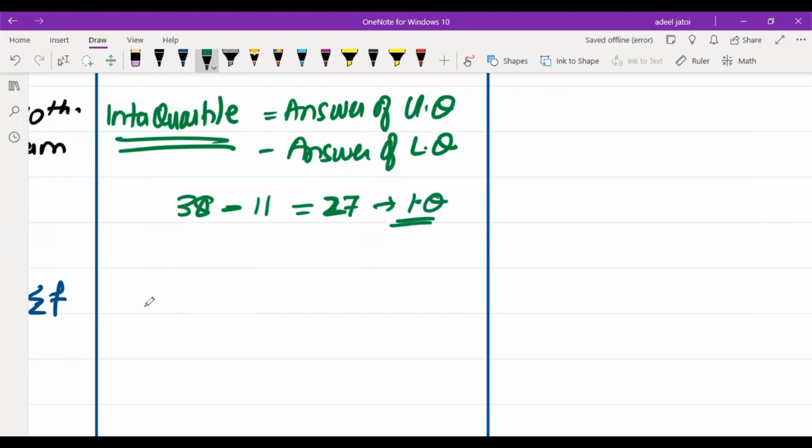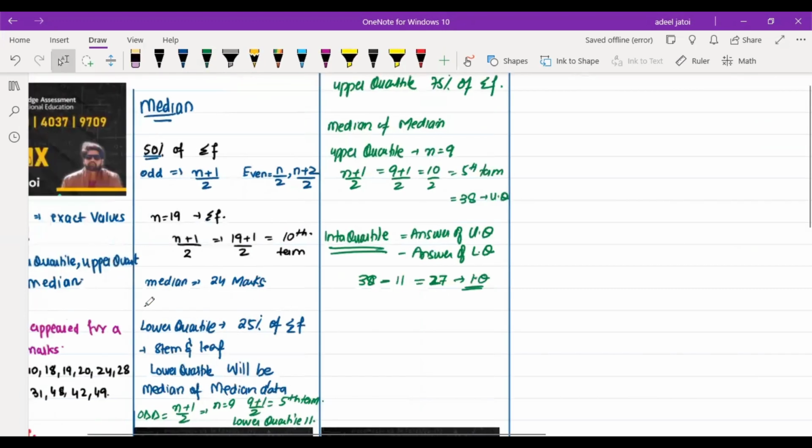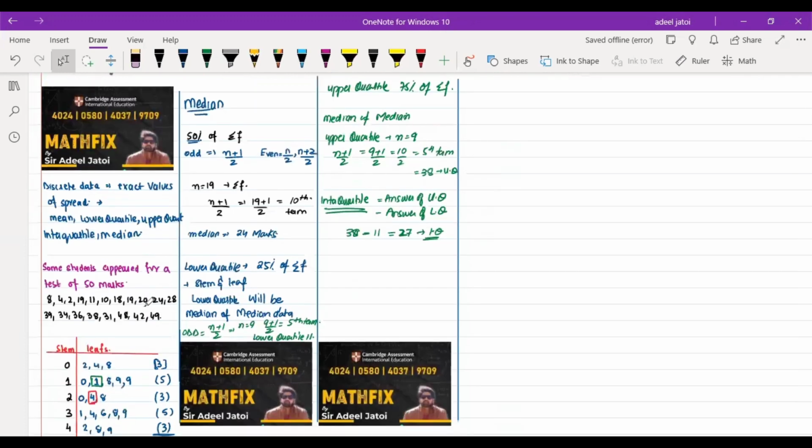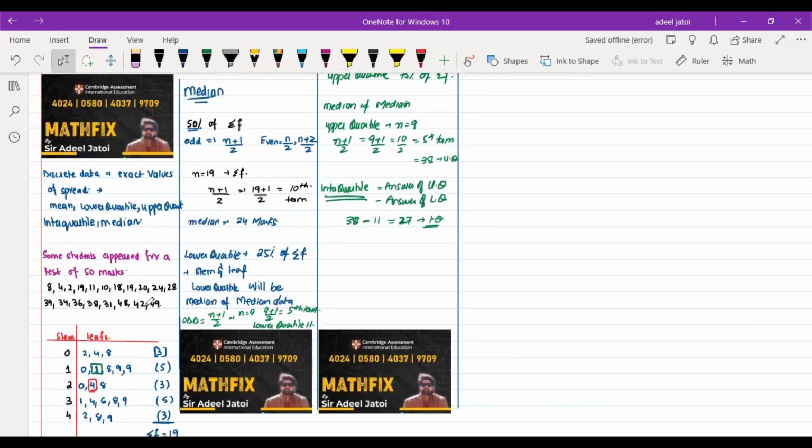So 27 will become your interquartile range. There would normally be three things being asked: your upper quartile, your lower quartile, your interquartile range, and your median.